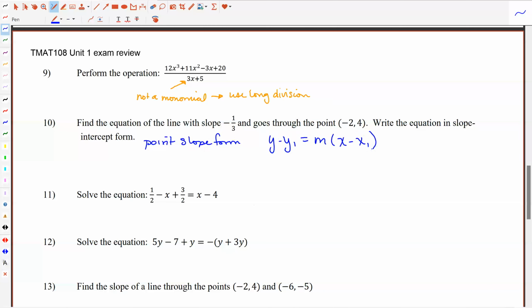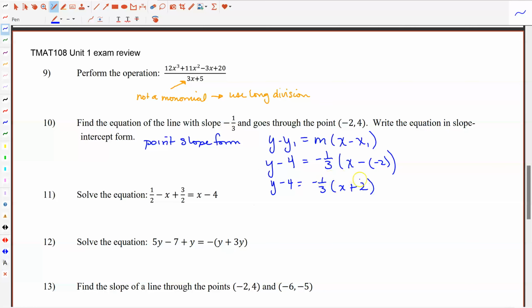So let's substitute in what we know. So I'll have y minus, the y coordinate of the point I was given was 4. My slope is negative 1/3. And then I'll have x minus, the x coordinate of the point I was given was negative 2. So be careful with your signs right here. When we go to clean up this double negative that we have right here, we'll have y minus 4 is equal to negative 1/3, so then x plus 2.